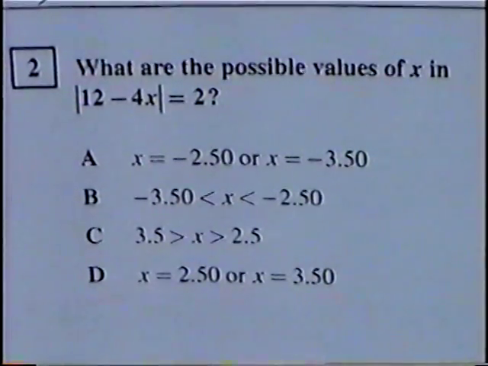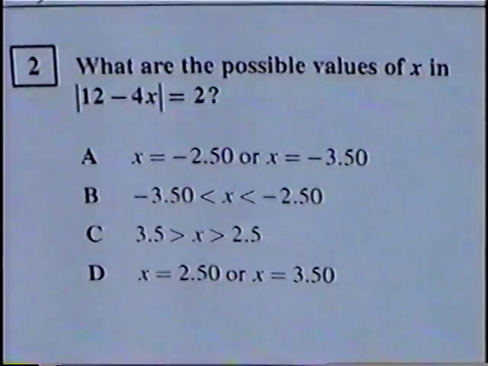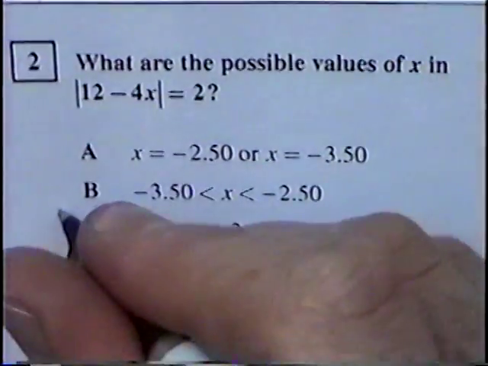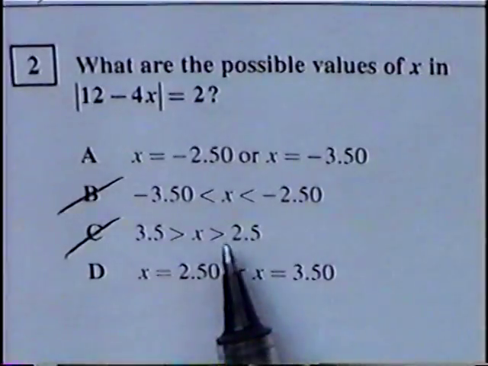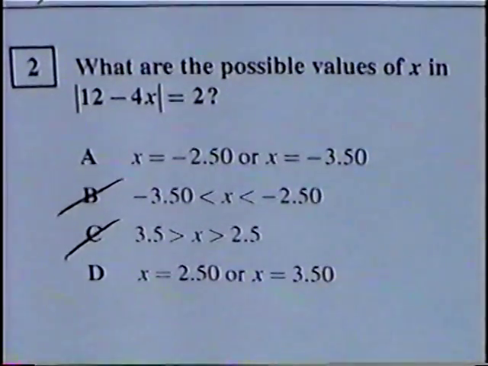Solving the equation, again we can set the absolute value twice to get two answers. Looking at the possible answers, letter B and C we know will be incorrect. Since they're not equations, they are inequalities. So a possible answer could be A or D.